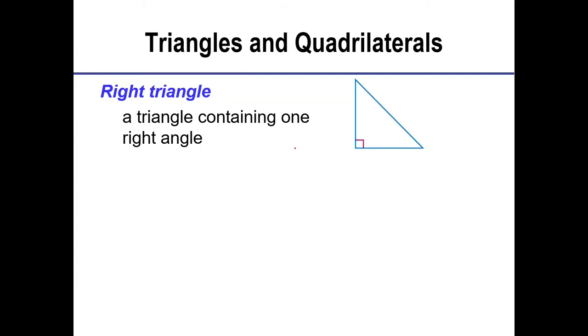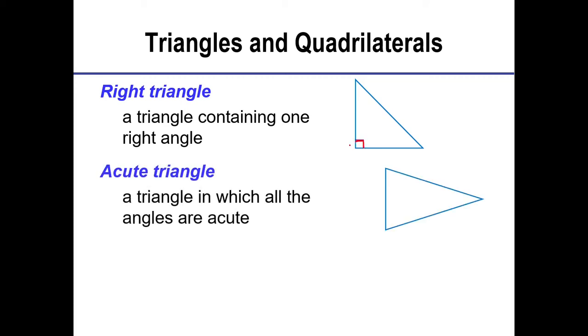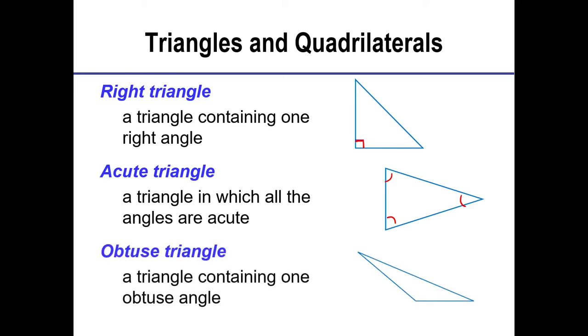So we'll go over some properties of triangles. There are three types of triangles. A right triangle is a triangle that consists of one right angle. An acute triangle is a triangle in which all of the angles are acute, or less than 90 degrees. An obtuse triangle is a triangle that contains one angle that's greater than 90 degrees but less than 180 degrees.